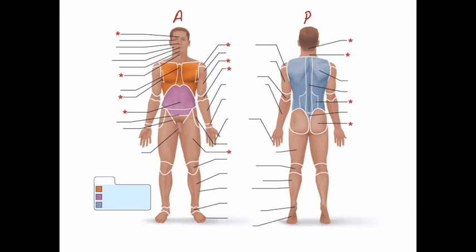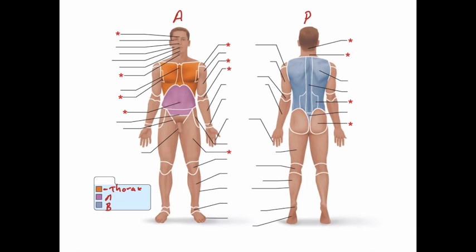This diagram is color-coded. The orange color, indicated by this little box down here on the bottom, is identifying the thorax. The purple is identifying the abdominal area, the abdomen, and the blue is the dorsum, or the back. Now that's not terribly important. We probably won't use those terms too often. In fact, most of you have probably heard those terms before.